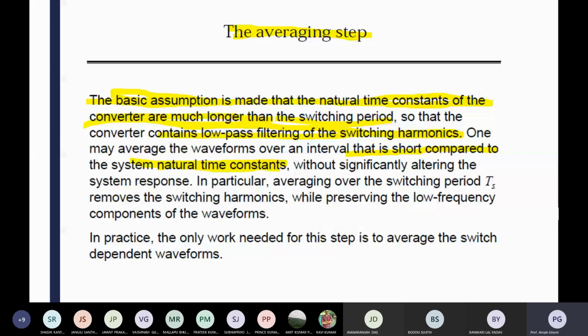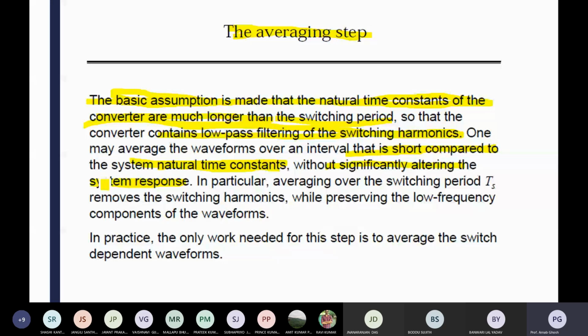Okay, so that is written: the system natural time constant should be short compared to the system natural time constant without significantly altering the system response. Normally we consider an underdamped system, meaning moderately underdamped, tending to critically damped. You have to design the system to look like critically damped, but the consideration will be an underdamped system. That's why there is a percentage of overshoot. Definitely it will be an underdamped system, so you have to reduce the percentage of overshoot.